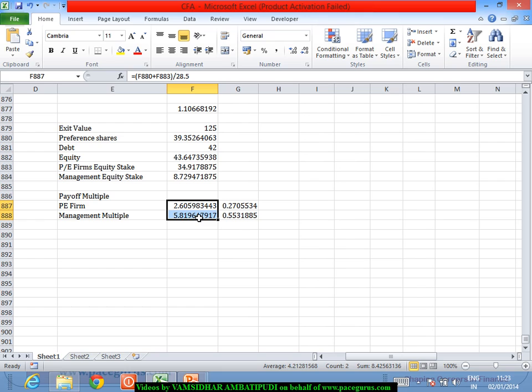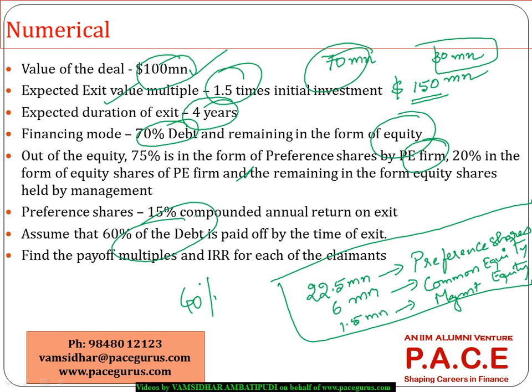And here, if we see, the management stake is much higher. Even that 1.5 million which I am talking of would generally be in the form of compensation heavily linked with performance, meaning they will be given additional shares, or they have the option to increase their stake based on the performance of the underlying. That is a motivation factor for the management to work closely with the PE firm in increasing profitability. So this is how we look at the payoff multiples and IRRs for each of these claimants.